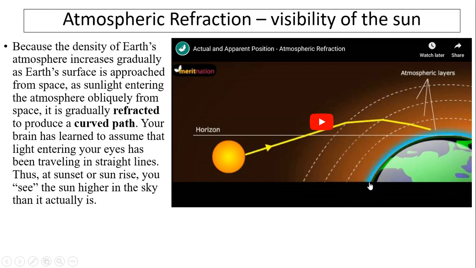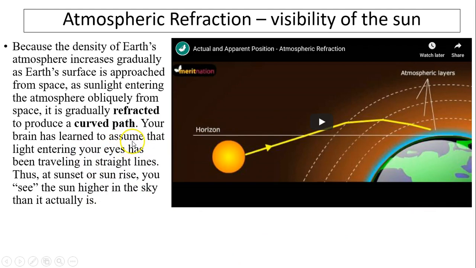Let's take a look at atmospheric refraction, visibility of the sun. The density of the Earth's atmosphere increases gradually as the Earth's surface is approached from space. As sunlight enters these layers, each layer has a different density, so the light is going to have a different speed. Therefore, it is going to refract, which means bending. So the light doesn't actually travel in a straight line when it comes to Earth.